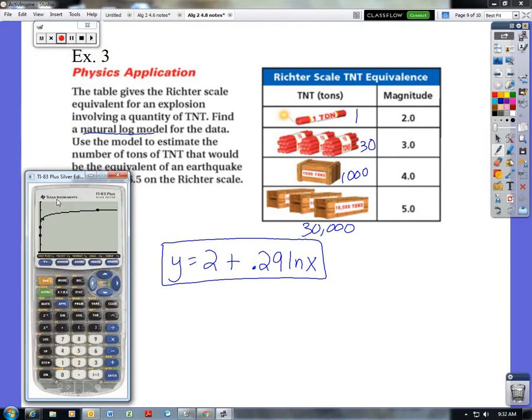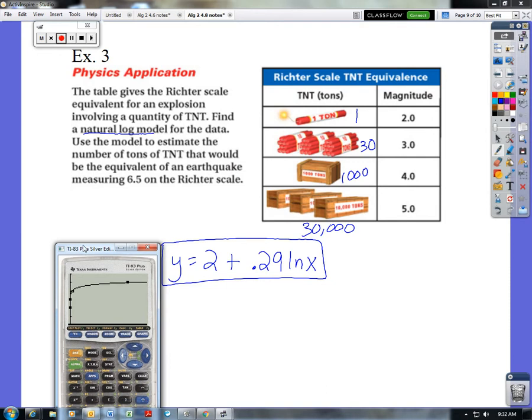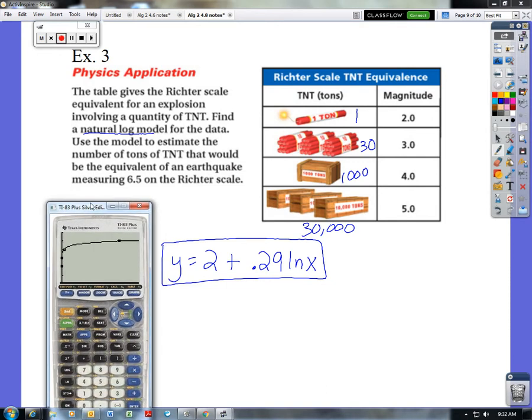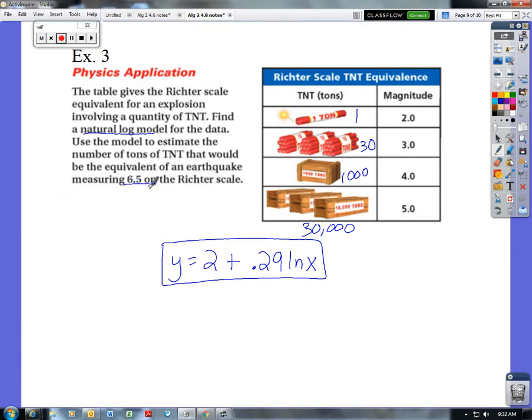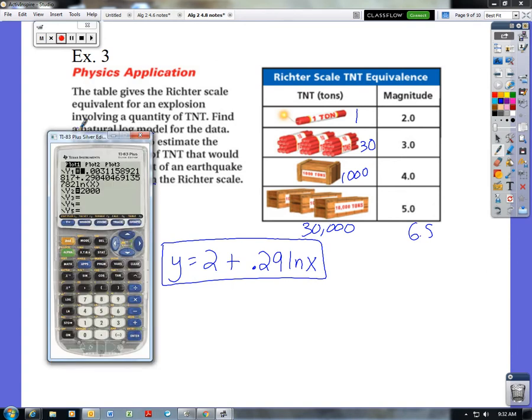Now we get to answer the question. Use the model to estimate the number of tons. So tons, okay, and measuring 6.5. So 6.5 on the Richter scale is over here. That's in the y's again. So we're going to do the same thing. Go back to y equals, and in the y's, that's not 2,000, that is 6.5.